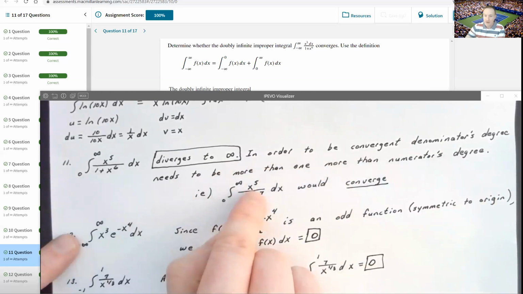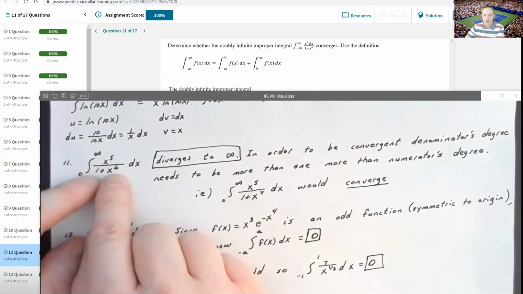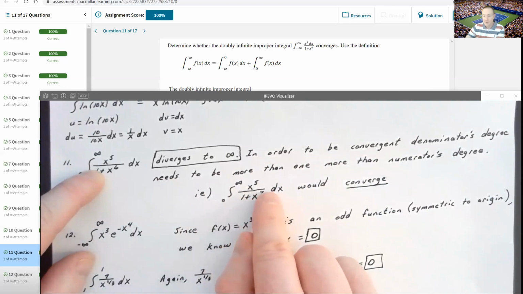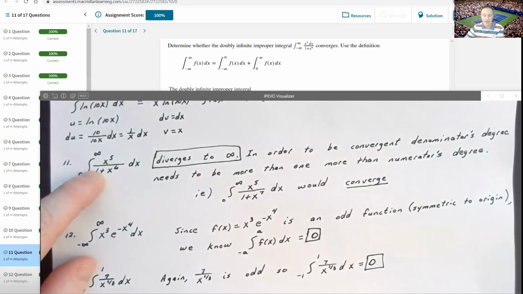For example, here, I tried to show what iteration of this problem would make it converge. Well, okay, what if I change that denominator from 1 plus x to the 6th to 1 plus x to the 7th? Now the degree of the denominator is 2 more than the numerator. Guarantee you, it's going to converge. However, this problem will not converge. It diverges to infinity.